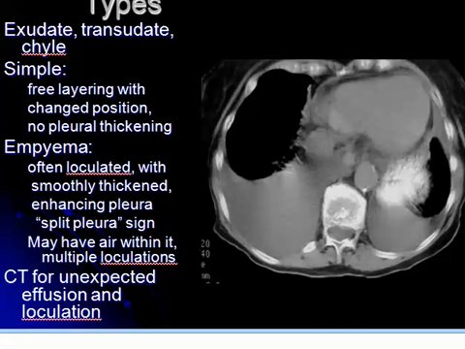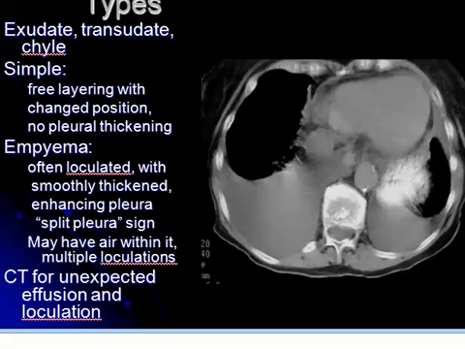CT is useful for unexpected effusion and for detection of loculation. CT is usually needed for unexpected effusion or for those with loculations which are not seen, to exclude loculations. So altogether we have either exudate due to infection, transudate as in congestive heart failure, chyle sometimes, but rare.